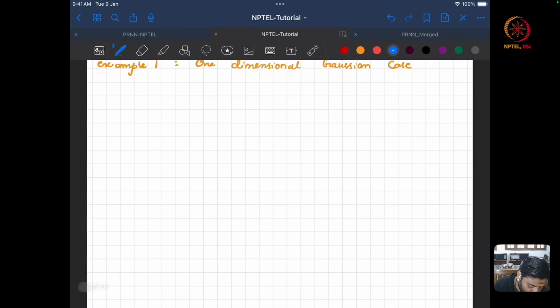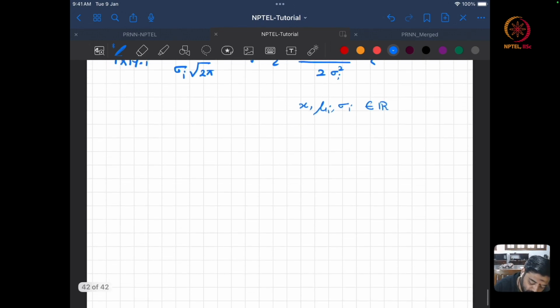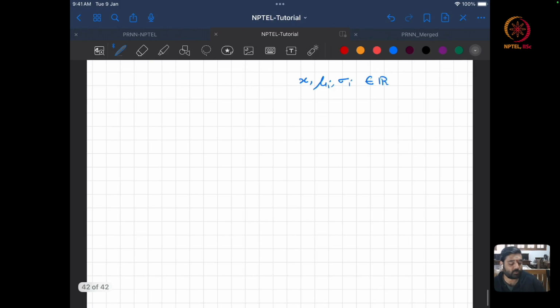In this case, the class conditional of x given y equal to i will be 1 over square root of 2 pi sigma, exp of minus (x minus mu i) whole square divided by 2 sigma square. Okay, it's one-dimensional, x, mu i, sigma i all belong to R. So a very straightforward and simple case. So now this is for one example.